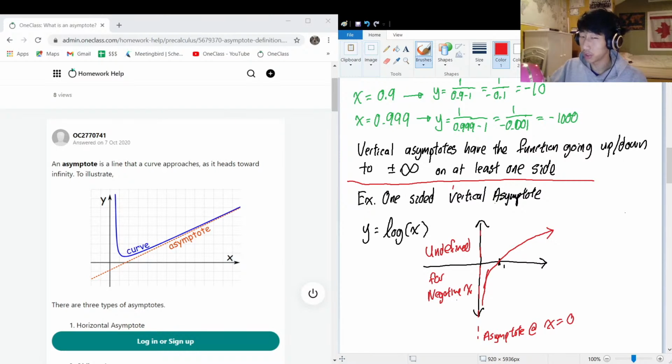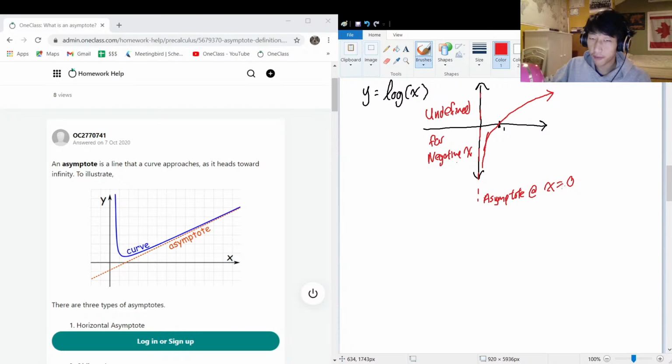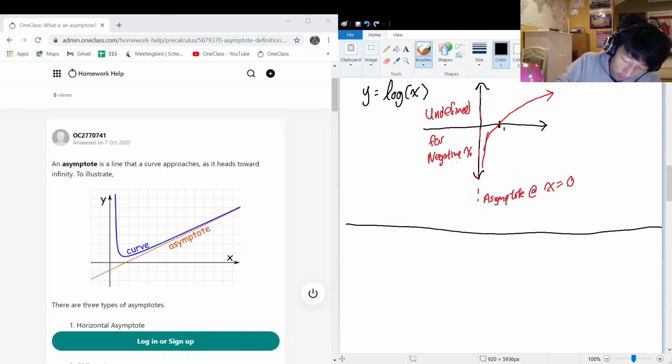So this would be an example of a one-sided vertical asymptote. It might be only log, or if you have piecewise functions that say, on the other side of this value, it's illegal. These are typically when you're going to see vertical asymptotes: when you have logs or piecewise functions. Okay, and now for horizontal asymptotes, they work pretty much in the same way.